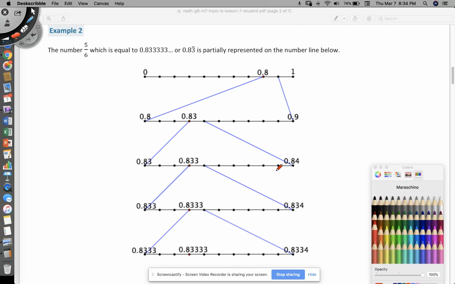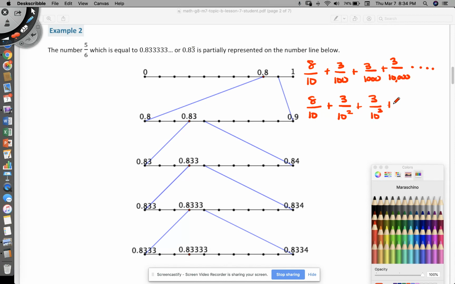All right, so what we can do is start writing this up. We can say 8 over 10 plus 3 over 100 plus 3 over 1,000 plus 3 over 10,000, and it goes on forever. Okay? Now let's break these into powers. So this would be 8 over 10 to the first, plus 3 over 10 to the second, plus 3 over 10 to the third, plus 3 over 10 to the fourth. And again, this can go on forever.